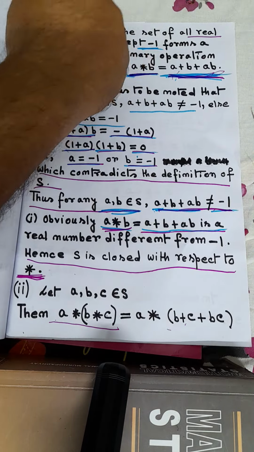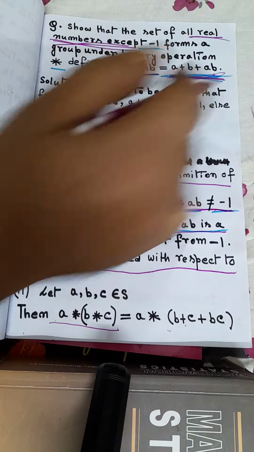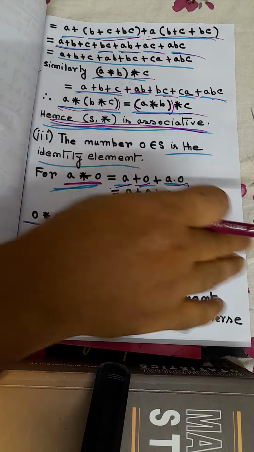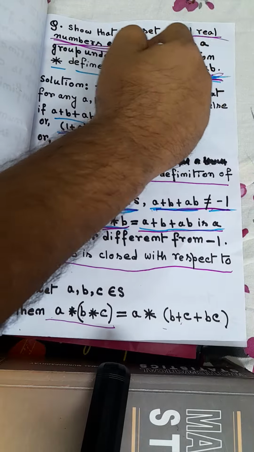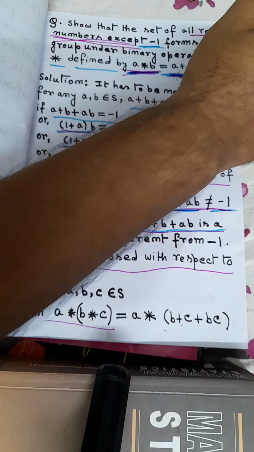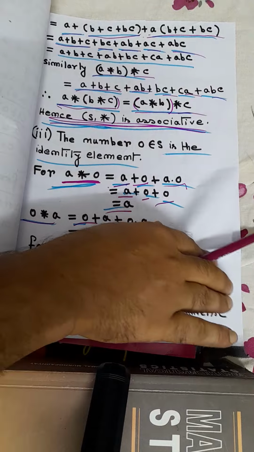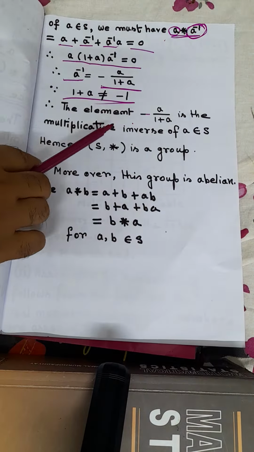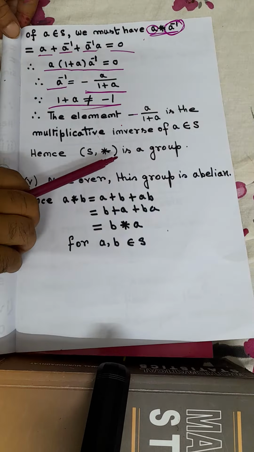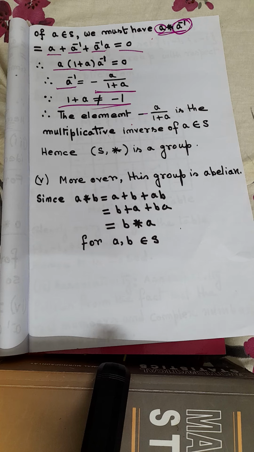Real numbers. You can say real numbers. So you can say the binary operation. What is the binary operation? A binary operation B equal to A plus B plus AB. So we can say the binary operation A binary operation B equal to A plus B plus AB over the real numbers excluding minus 1 forms a group. Rather, it forms an abelian group.